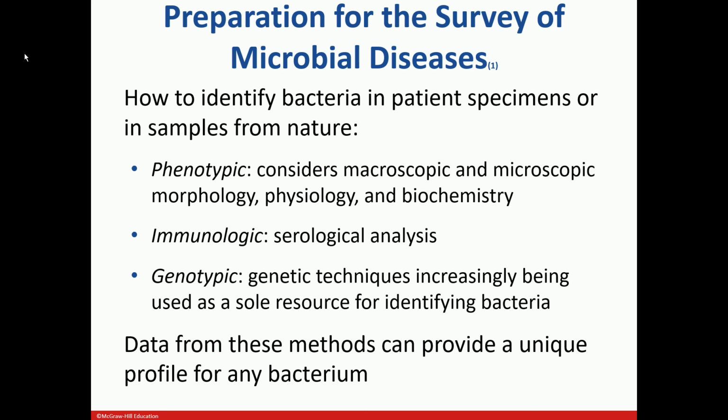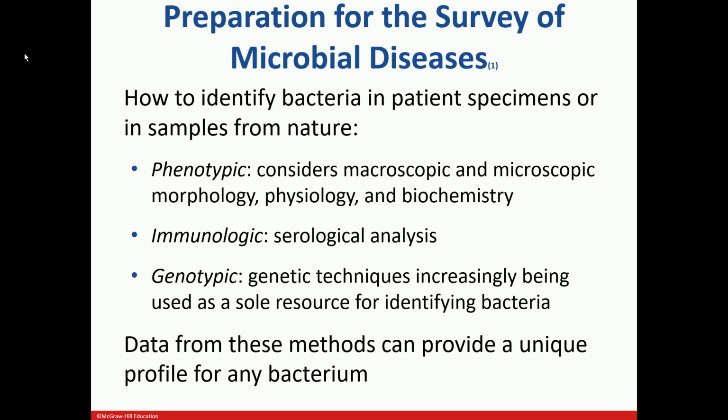There are three ways by which we can identify the bacteria in the patient samples, or if we have some sample from nature. For that also we follow the same techniques. First of all is phenotypic, then immunologic, and then genotypic. In the phenotypic part, we just consider the macroscopic and the microscopic morphology of the bacteria, and we also go for physiology and the biochemistry.